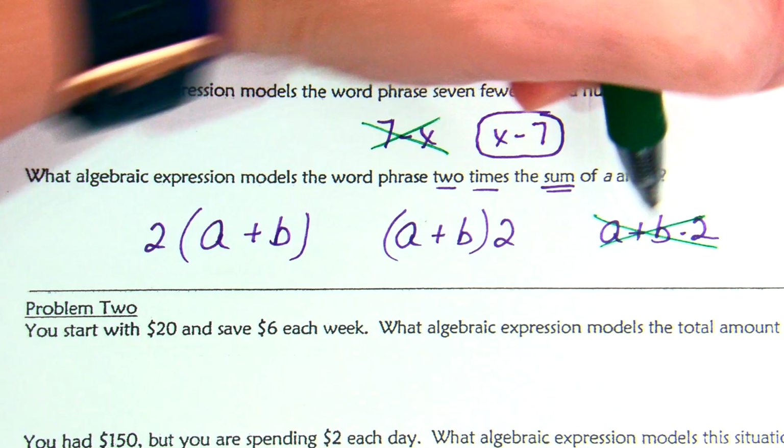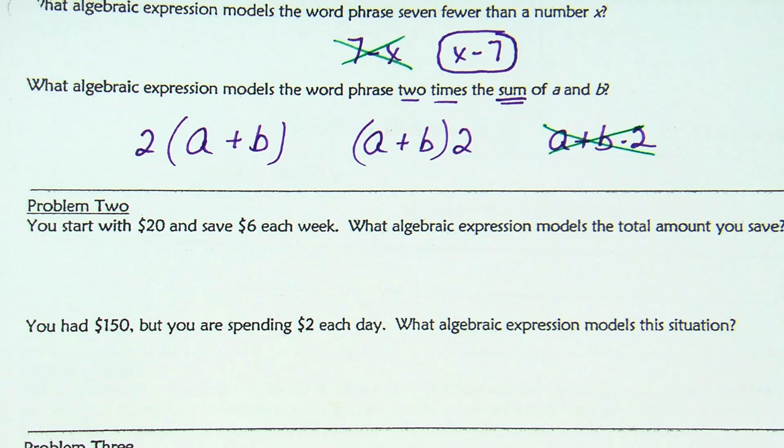Okay, so problem type 2, they're giving us a question, and they want us to write an algebraic expression. It says you start with $20 and save $6 each week. What algebraic expression models the total amount you save? So you start with $20, you save $6 each week. Again, we're writing an algebraic expression, and this time we're modeling the total amount you save.